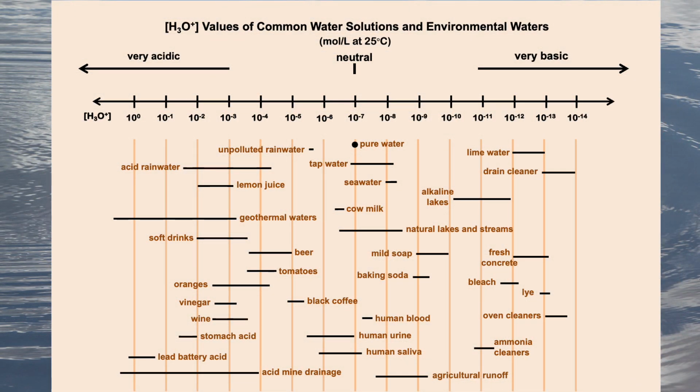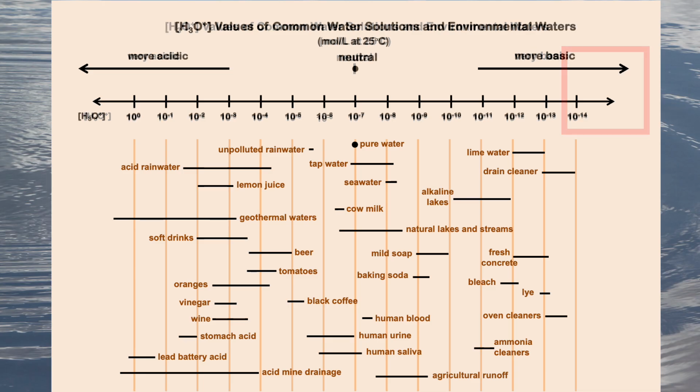This figure shows that the hydronium ion concentration can range from greater than 1 mole per liter in solutions of strong acids to 10 to the minus 7 moles per liter in pure water to less than 10 to the minus 14 moles per liter in solutions of strong bases. This is a range of more than 14 orders of magnitude.